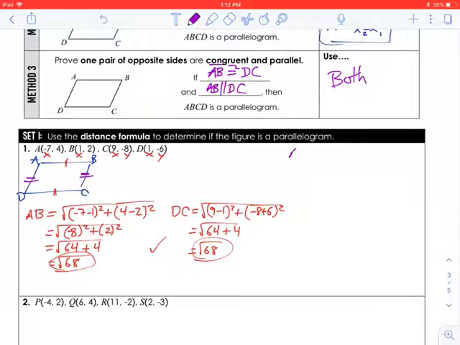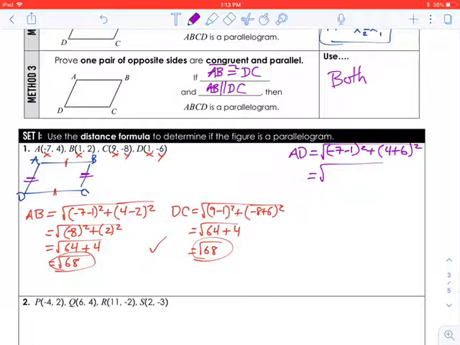So AD, I'm going to go A and D, so negative 7 minus 1 squared plus 4 minus negative 6, so 4 plus 6, which is 10.